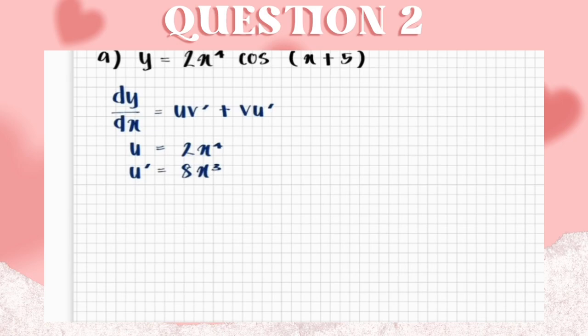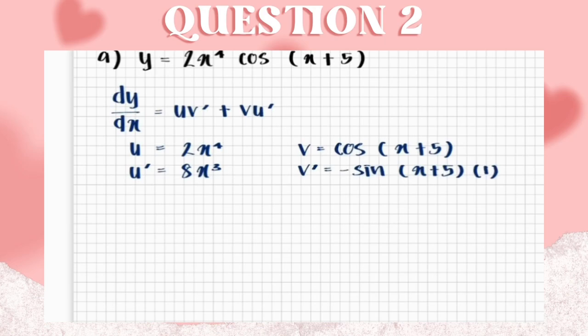For u equal to 2x to the power of 4, u prime equals 8x to the power of 3. V equals cos x plus 5, and v prime is negative sine x plus 5 times 1. So these are the values for u prime and v prime after we differentiate. After that, we just enter the values into the product rule.